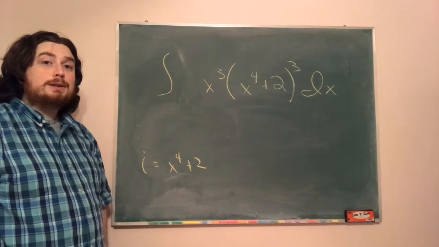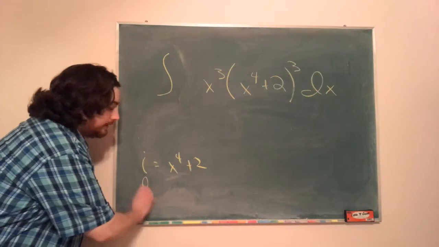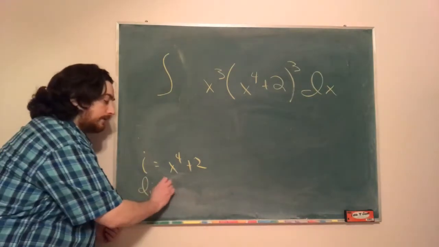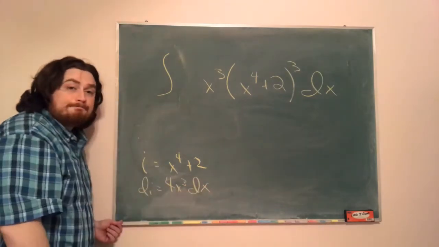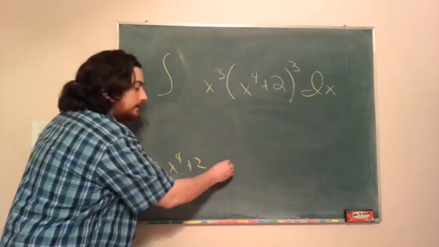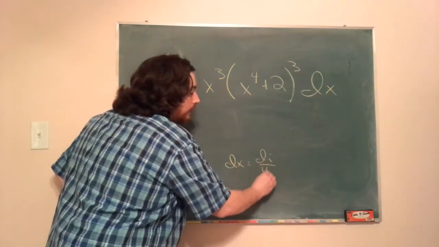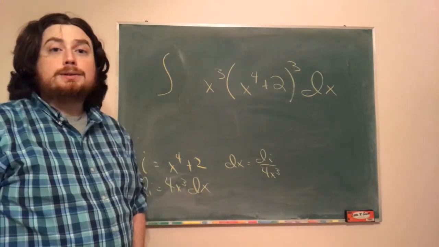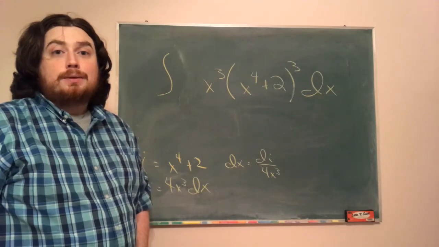Now that I have my inside function, I'm going to find my differential dI. So dI is going to be the derivative of x to the fourth plus 2 with respect to x, which is 4x cubed, times the differential dx. Now, as part of this process, I'm then going to solve for dx. So dx is going to be dI over 4x cubed, which will then allow me to simplify my original integral in order to find an easier integral so I can find an antiderivative.